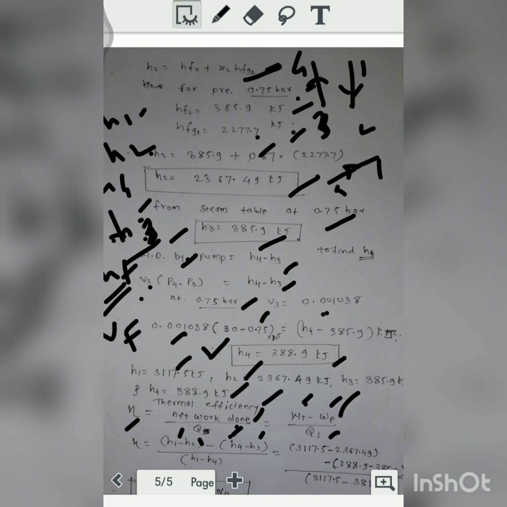Now we know the values of H1, H2, H3 and H4. Put all these values in. H1 is 3117.5, H2 is 2367.49, minus H4 which is 388.9 and H3 which is 385.9, divided by H1 minus H4: 3117.5 minus 388.9. After calculating all that, we get our final answer.